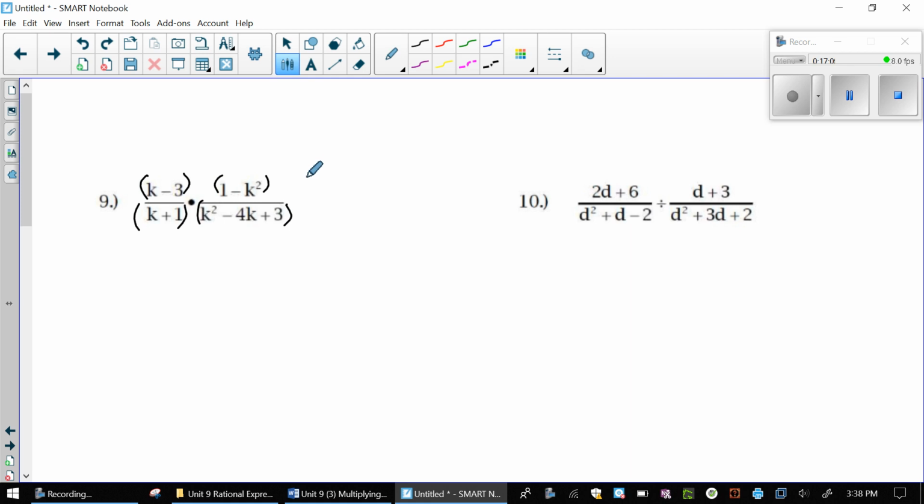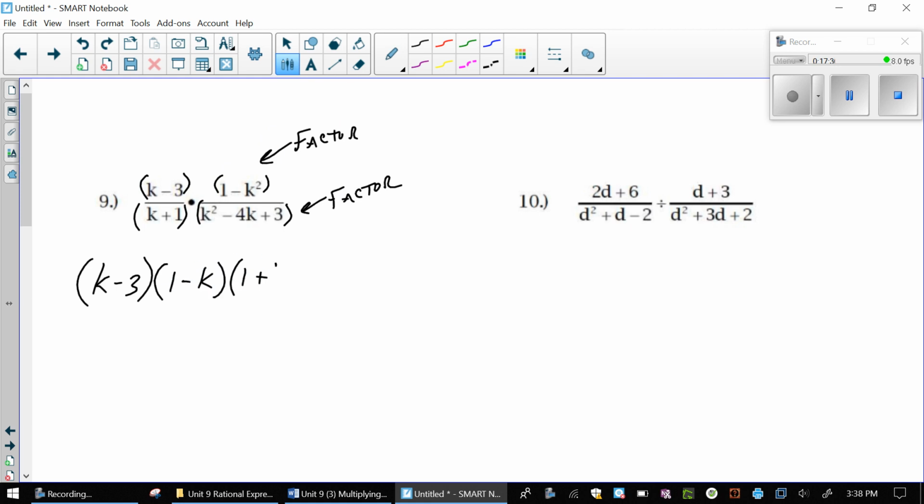All right, so I'm going to start factoring right away. That's the first thing I want to do. Anytime I see something with a GCF, something with a quadratic or a cubic, I'm going to factor. All right, so on the top, when I factor, I still got this k minus 3. And then I'm multiplying straight across. That 1 minus k squared is a difference of squares. So that factors to 1 minus k and 1 plus k. On the bottom, we have k plus 1.